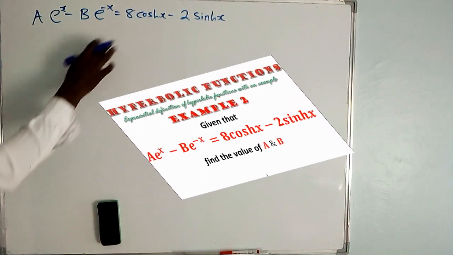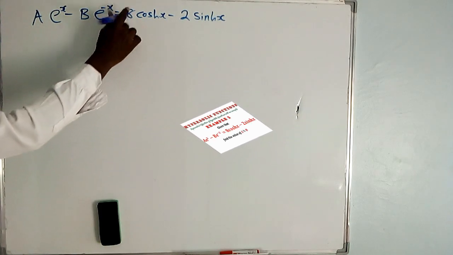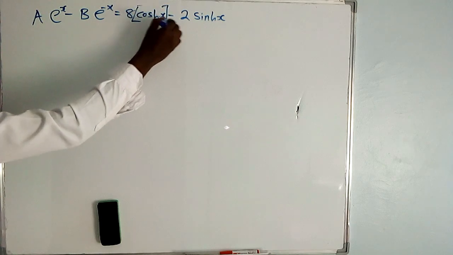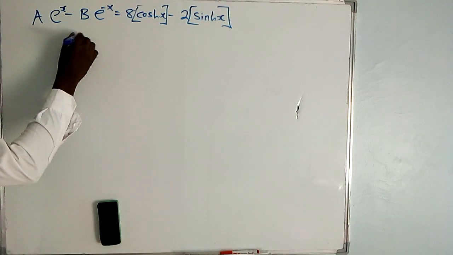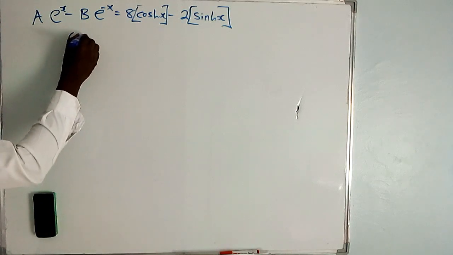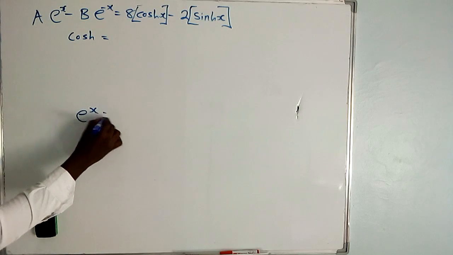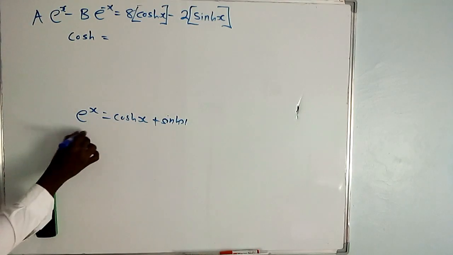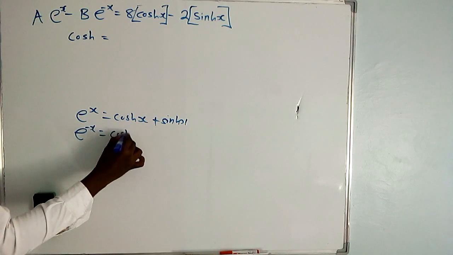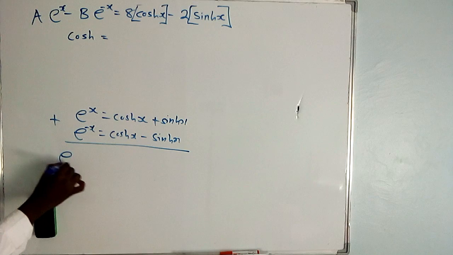So the first step is the exponential definition of cosh x and sinh x, isn't it? So exponential x is cosh x plus sinh x, and exponential negative x is cosh x minus sinh x. If you add the two equations, you get exponential x plus exponential negative x is 2 cosh x.